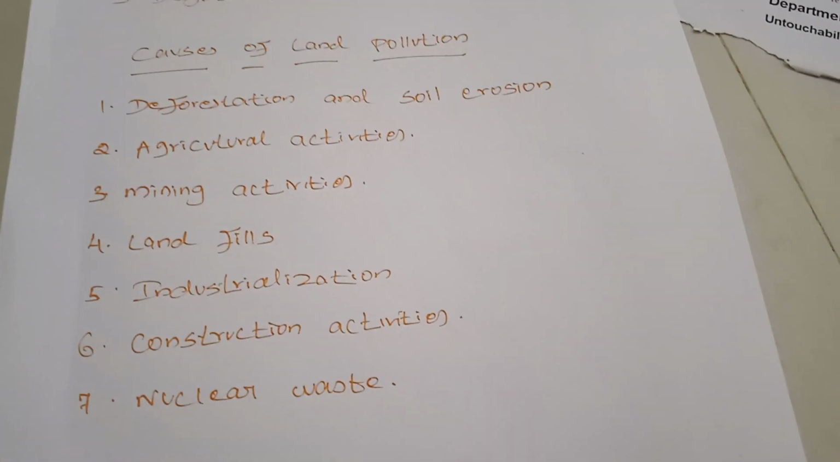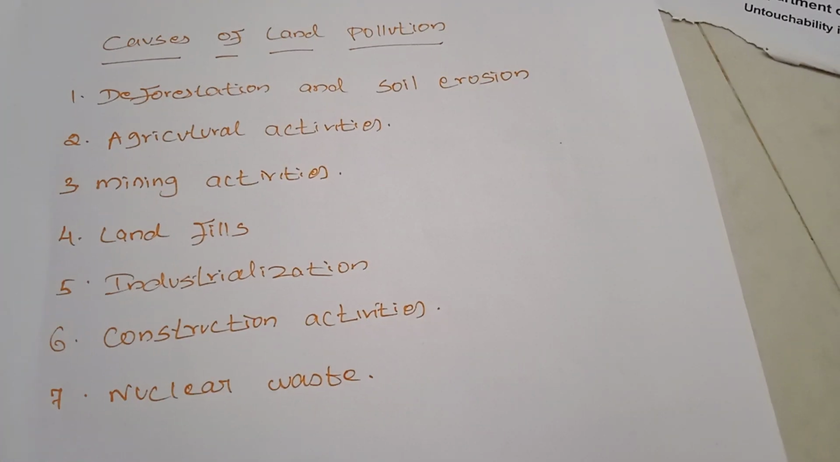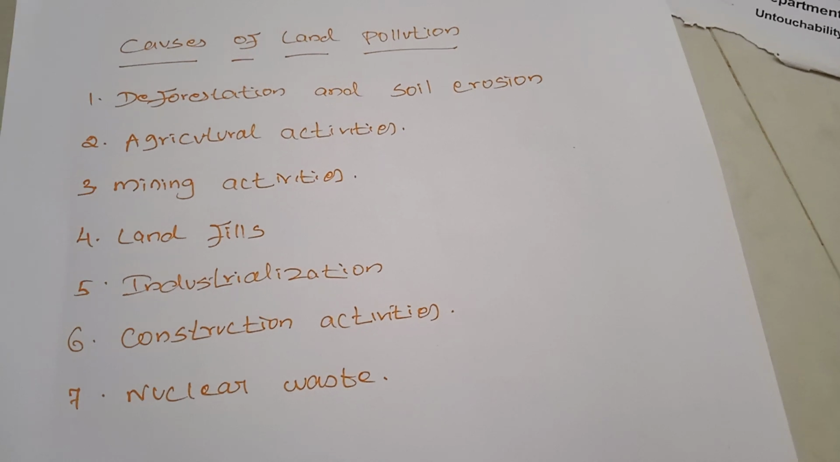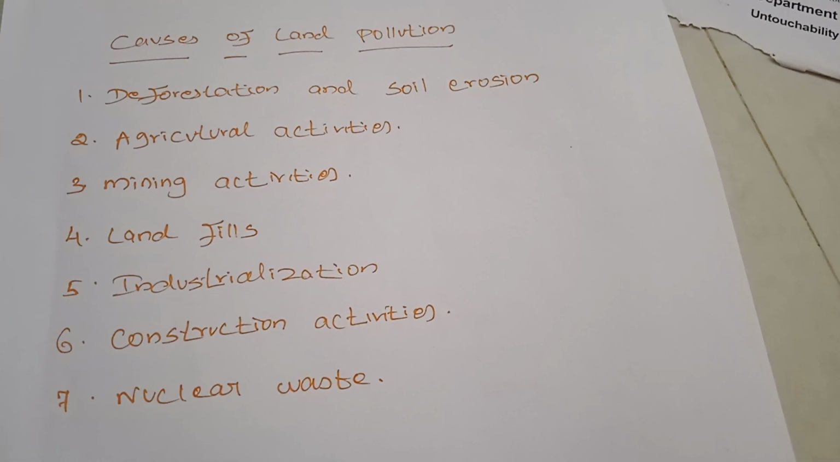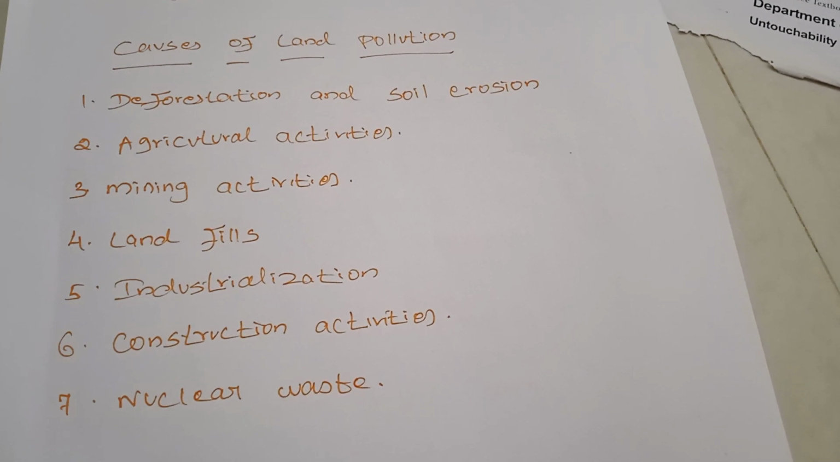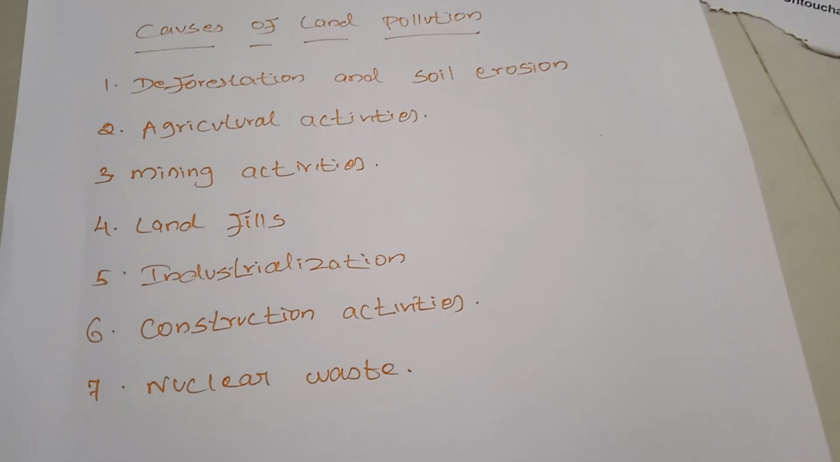So these seven causes occur in land pollution. And not only these seven causes, there are many other causes that get the land polluted.